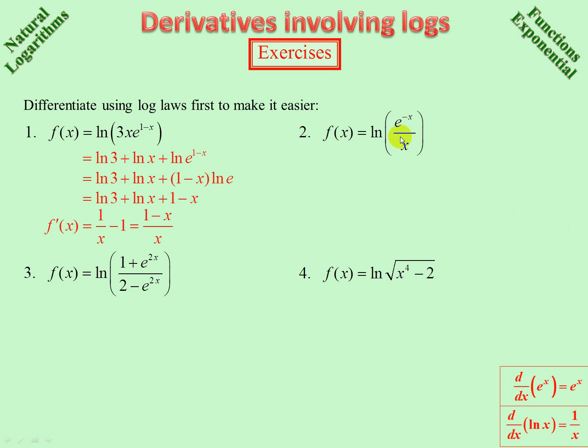In this case, we'd usually have to use a quotient rule, but I'm going to separate it into a difference between two terms. And that negative x can come to the front. And ln e is 1, so therefore it just becomes minus x minus ln x. Differentiating, derivative minus 1, derivative 1 over x, common denominator.